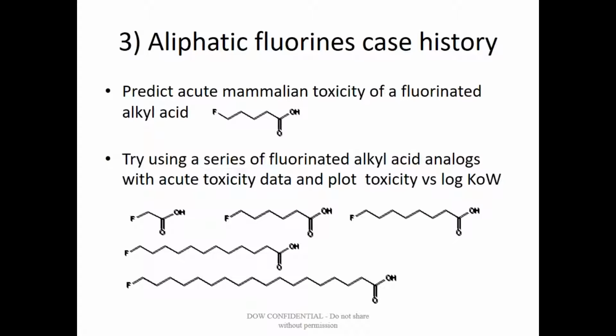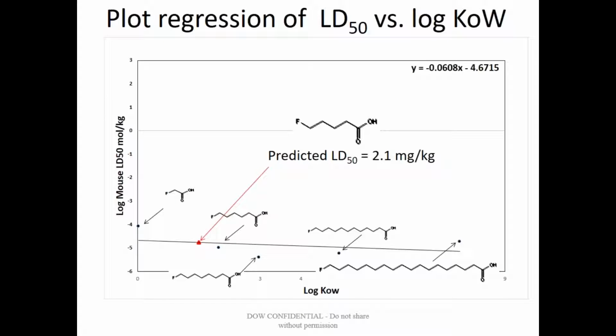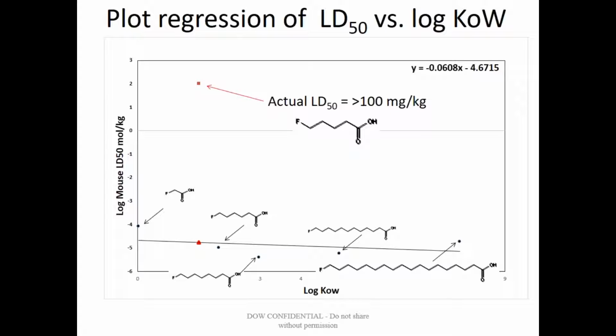Another example here would be aliphatic fluorines. If you look at the general structure, you see an acid and a hydrocarbon chain with a fluorine at the end in various lengths. So if we try to predict the toxicity of this unknown using these analogs, you see the plot here, and these dots are the actual compounds. And then this is the compound here, and it would be predicted to have an acute toxicity of 2.1 milligrams per kilogram. However, the actual toxicity is over 100 milligrams per kilogram.